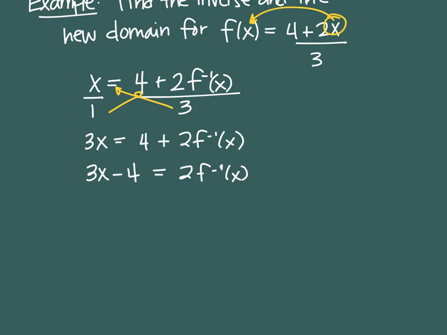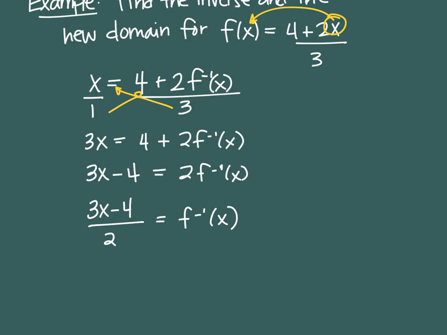What do I do with the 2? Divide. Okay, divide by 2. So I'll have 3x minus 4 divided by 2, and that is the inverse. So you switch the x to the opposite side, and then you start doing math, the algebra, so that you have the inverse.